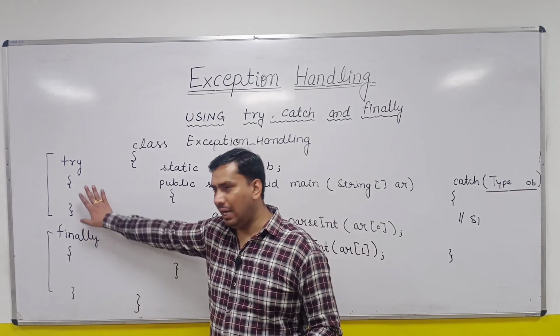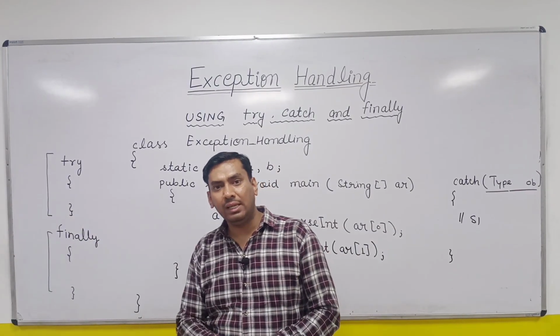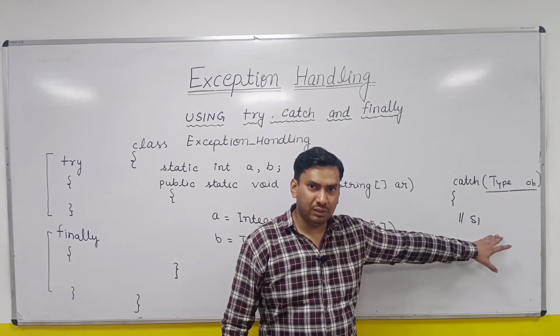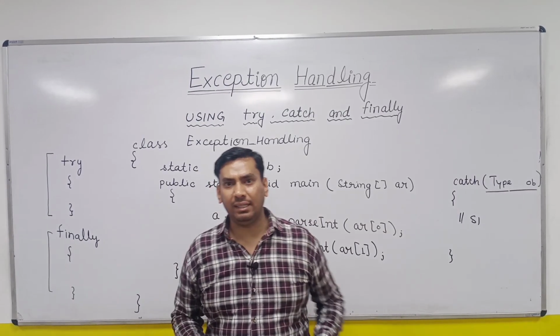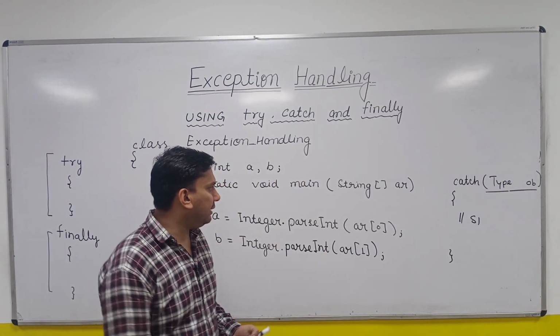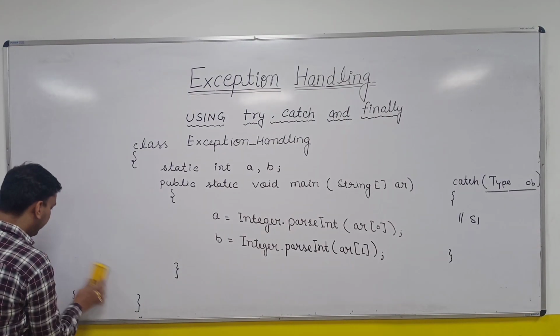So it means try block again for writing some suspicious code, catch block to handle that suspicious code's result, and the third one is finally block, some mandatory task to be completed, right? So let us understand the implementation of try, catch and finally here in this program.